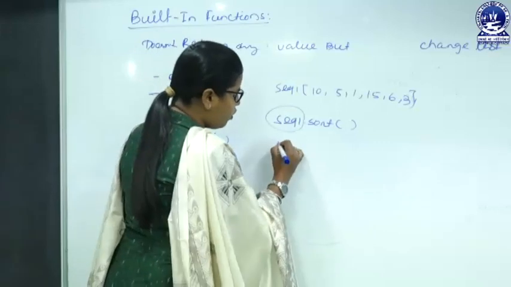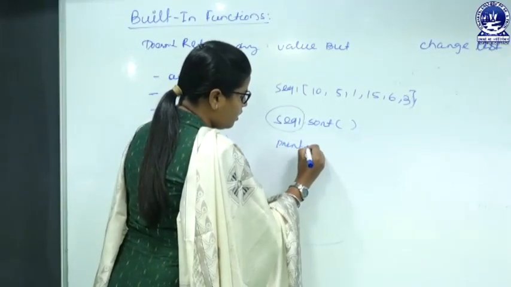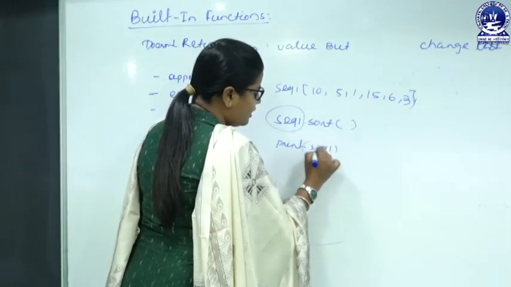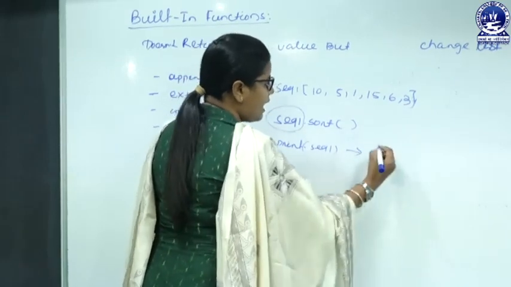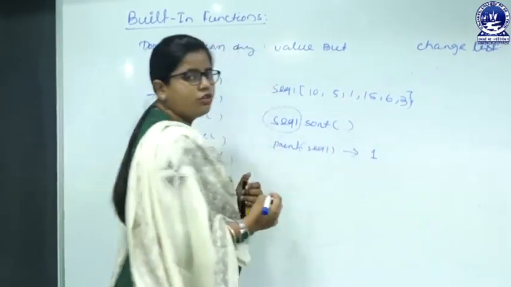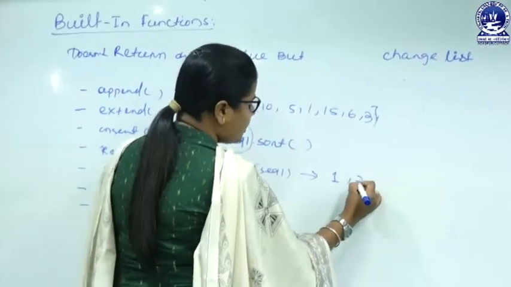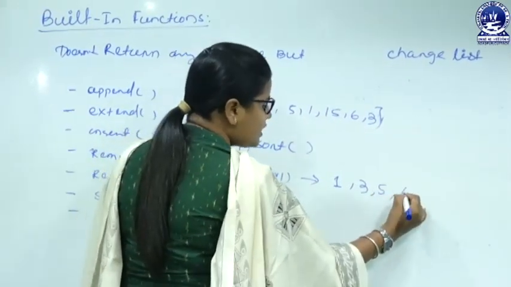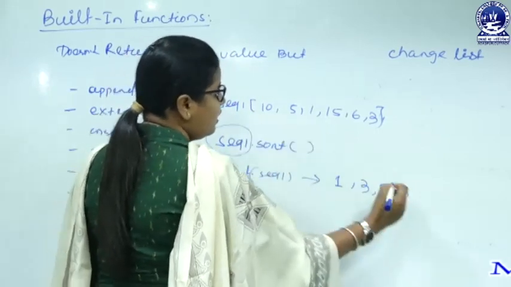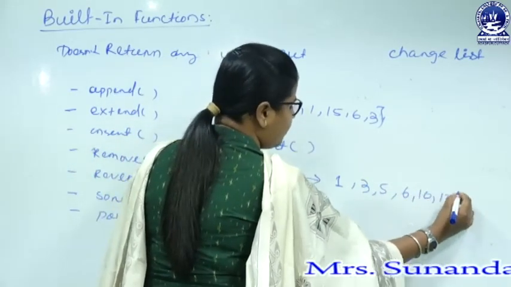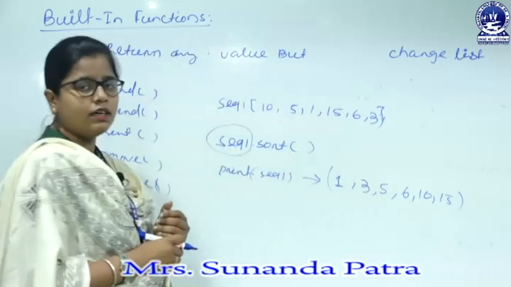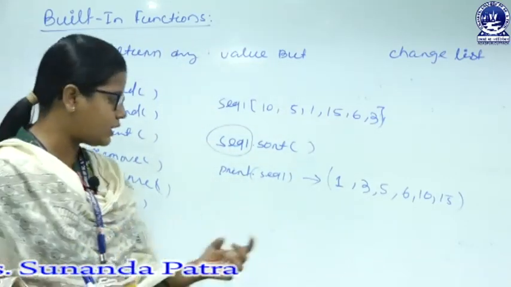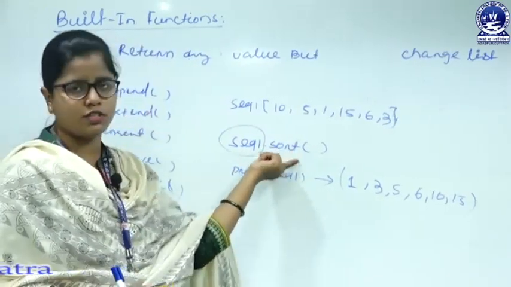And when we go for printing sequence1, this will return 1 as the first element, then 3 as the second, then 5 as the third, 6 as the fourth, then 10 and then 15. So these are the elements which are sorted by using the sort function.